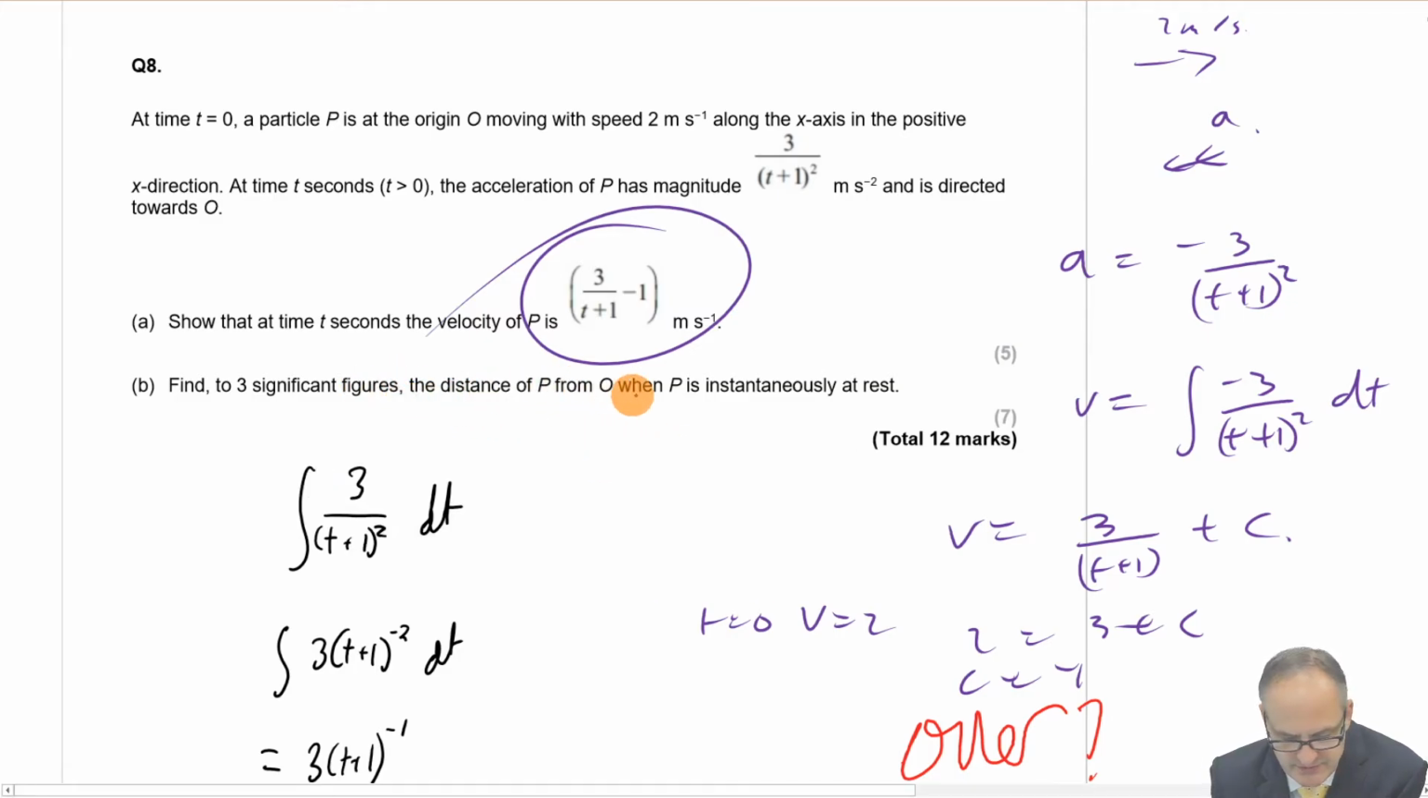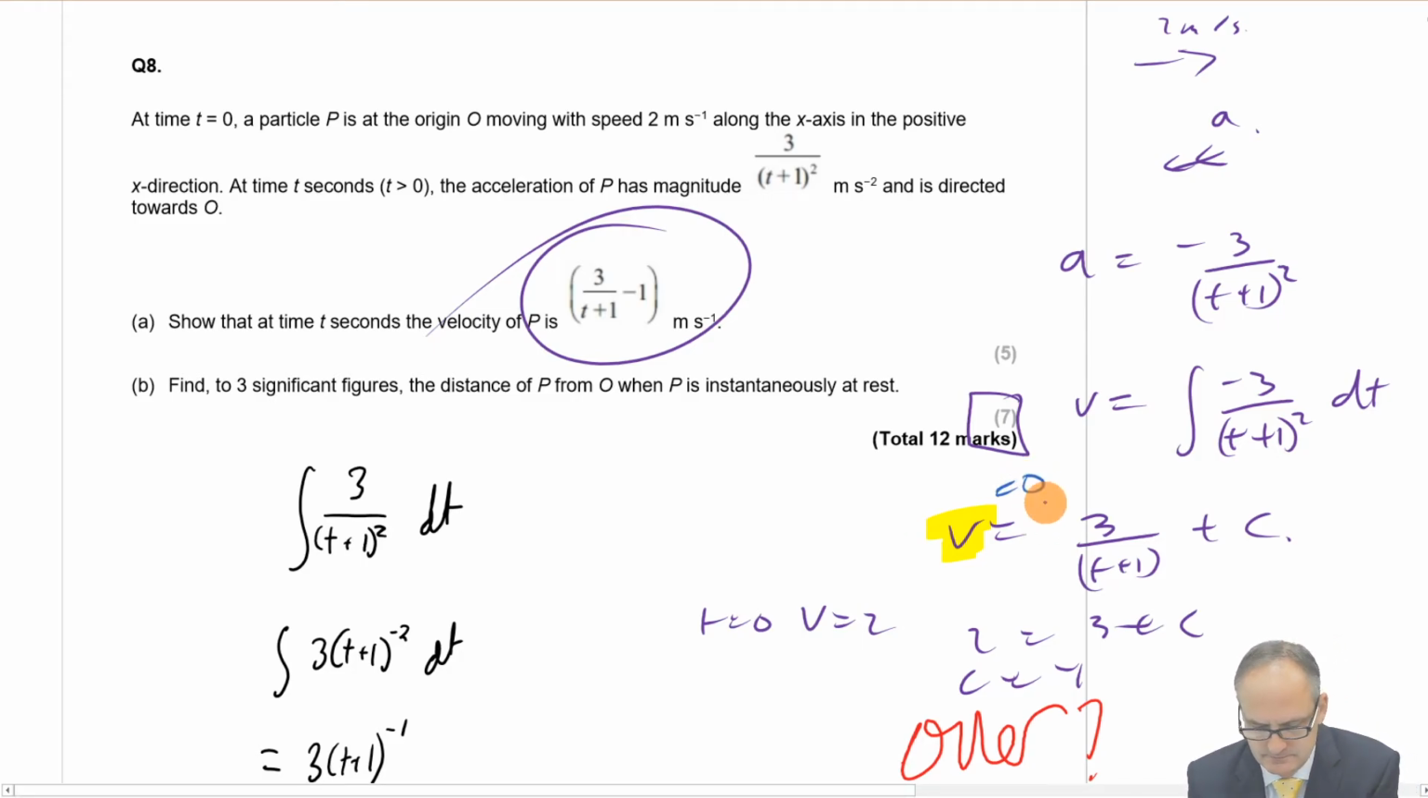So we want to find the distance from O when P is instantaneously at rest. What would we do here to start with? What's the first thing you're going to do? Because this is a 7-mark question. Make v equal to 0. Good. So you make this equal to 0, and what does that give you? The time when it's at rest.